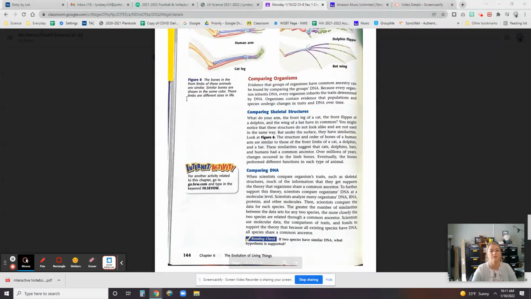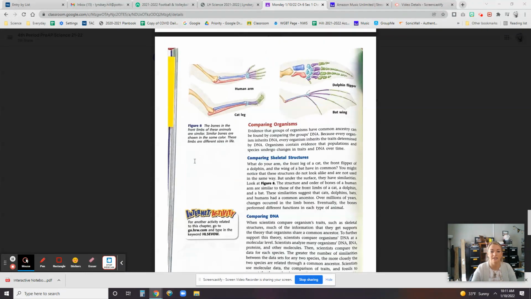Page 144, Comparing Organisms. Evidence that groups of organisms have common ancestry can be found by comparing the group's DNA. Because every organism inherits DNA, every organism inherits the traits determined by DNA. Organisms contain evidence that populations and species undergo changes in traits in DNA over time.